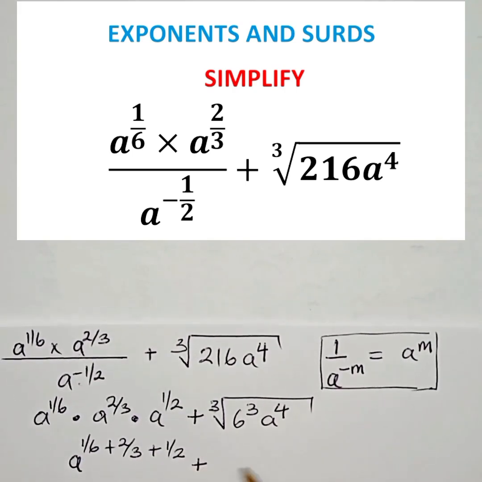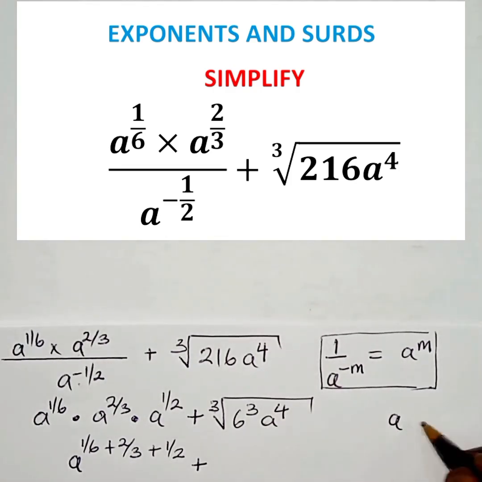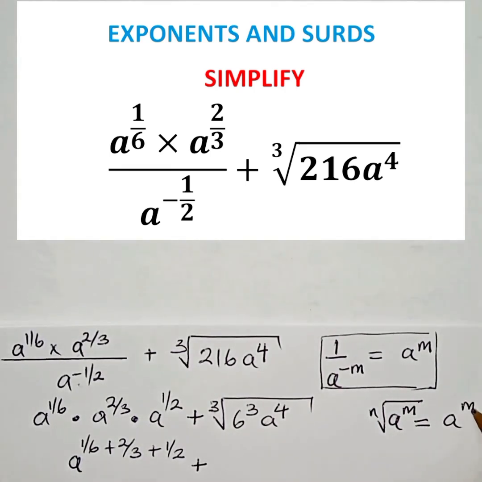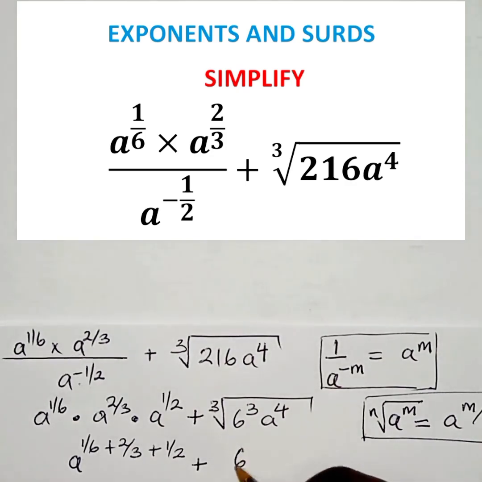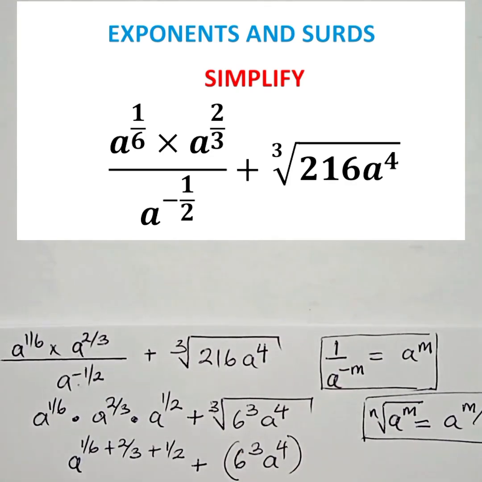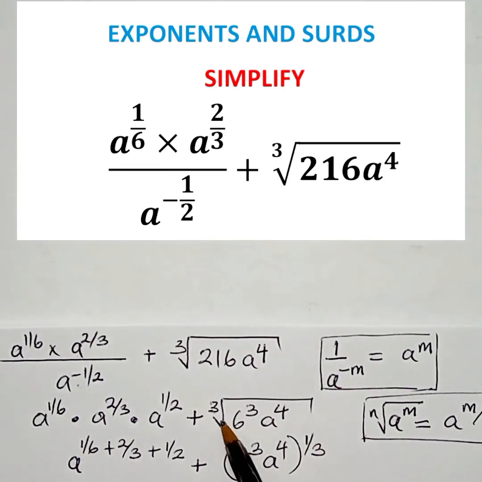Then that's adding 2. When we are at this part, we can use a law of exponents that says a to the power m, the nth root of that, is given by a to the power m over n. So we are going to write this to the power 1 over 3. So we are going to have 6 to the power of 3, a to the power of 4, all of that to the power 1 over 3 because of this cube root.